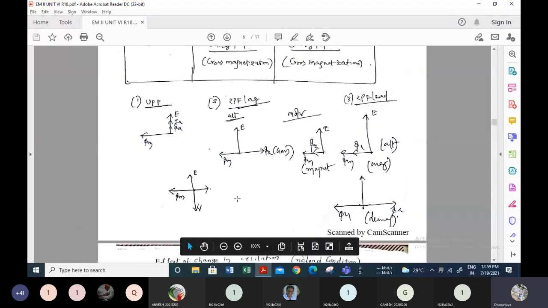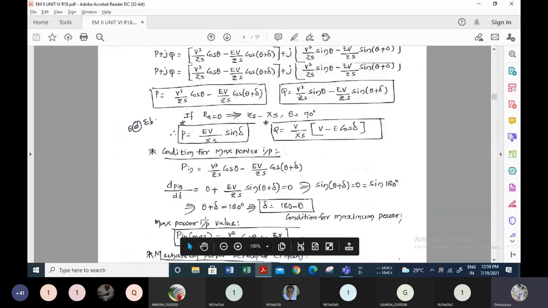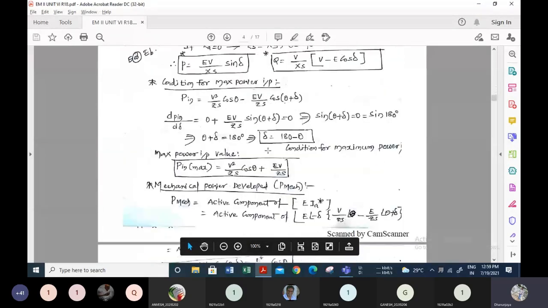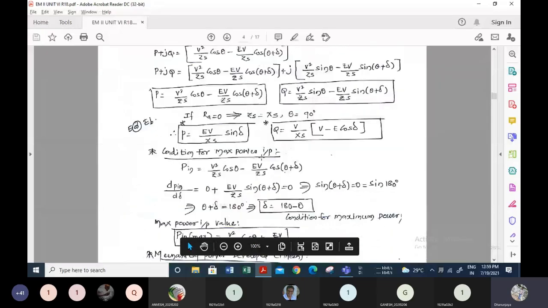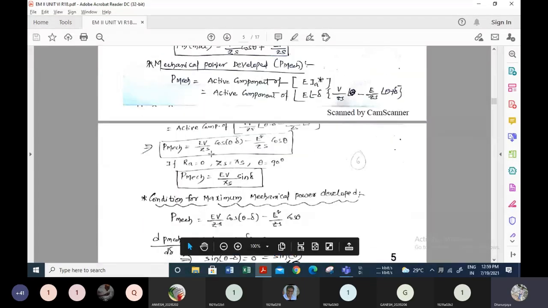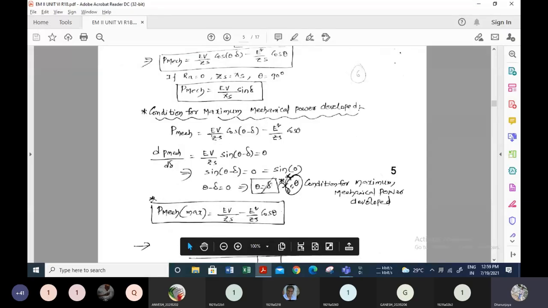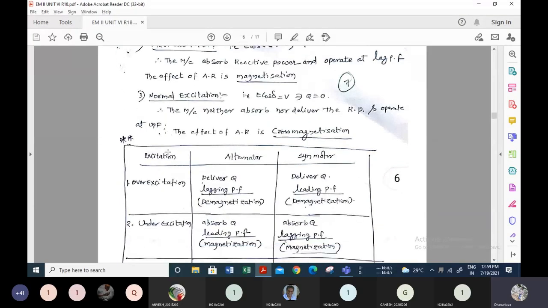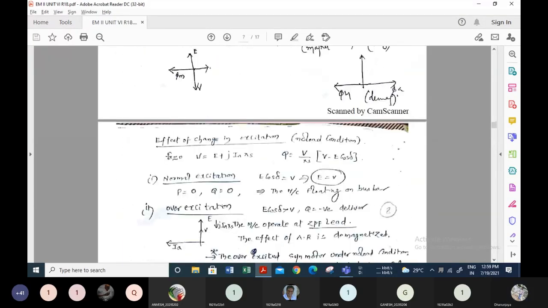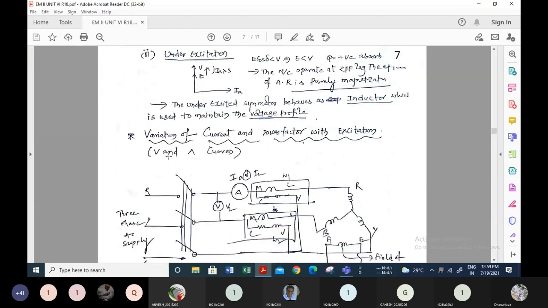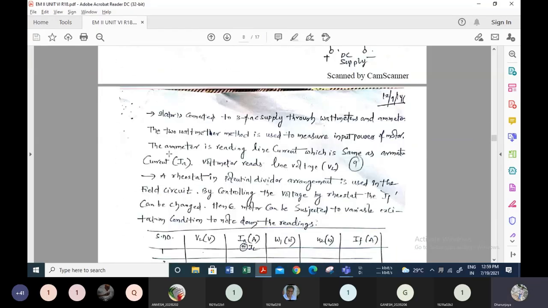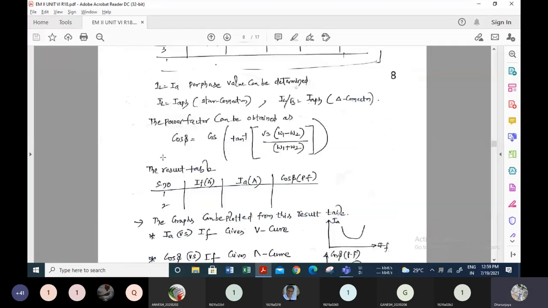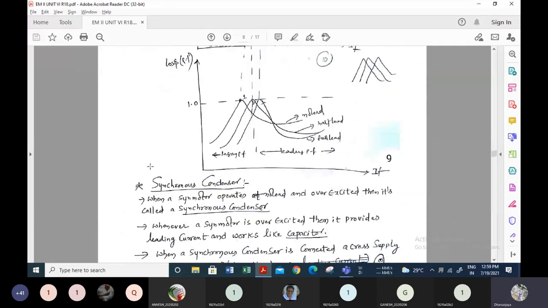So that's all for today. In today's class, let me tell you the topics that we discussed. We discussed the vector diagrams of a synchronous motor, and I completely discussed the power flow equation, the condition for maximum mechanical power input, over excitation, under excitation, and normal excitation. In the next class, I'll continue with this topic: the curve characteristics, and V and inverted V curves.